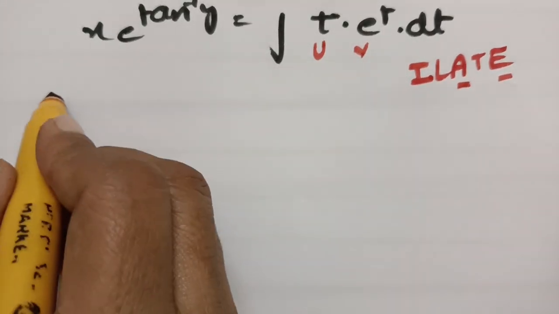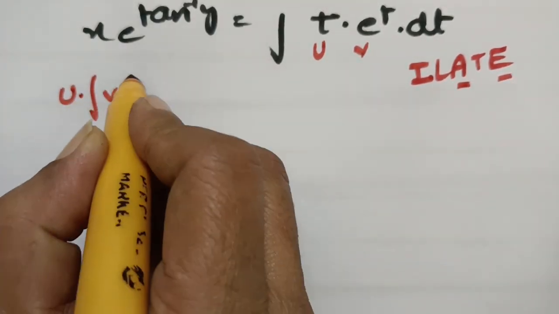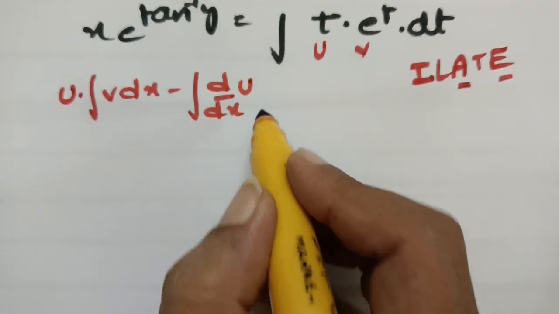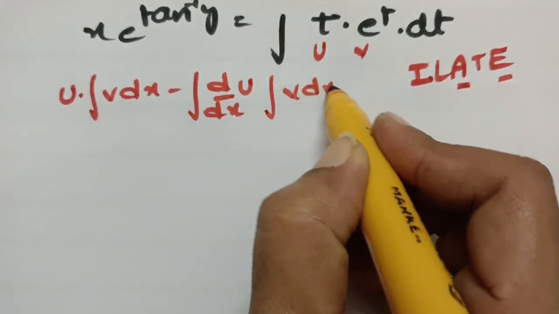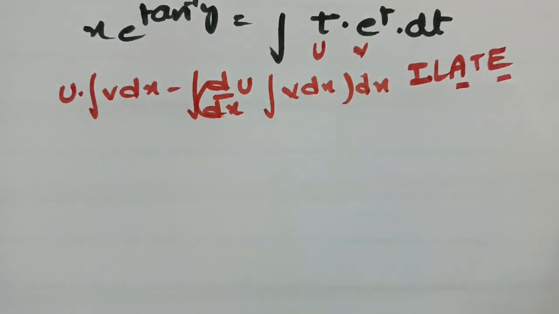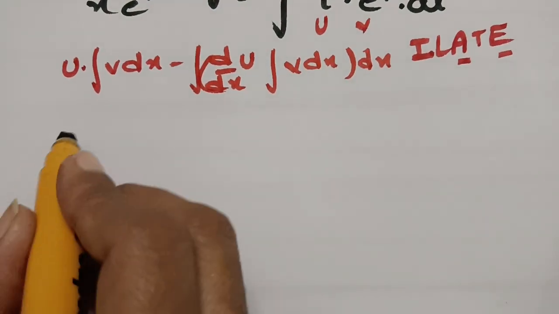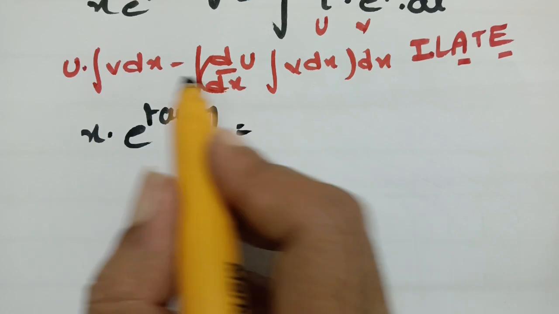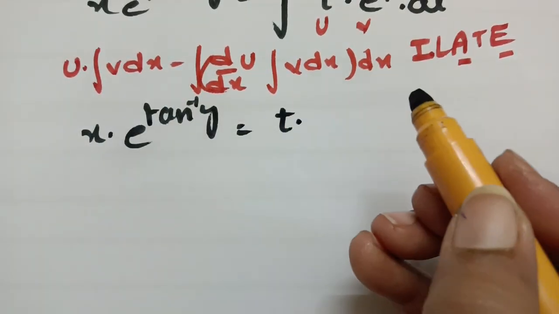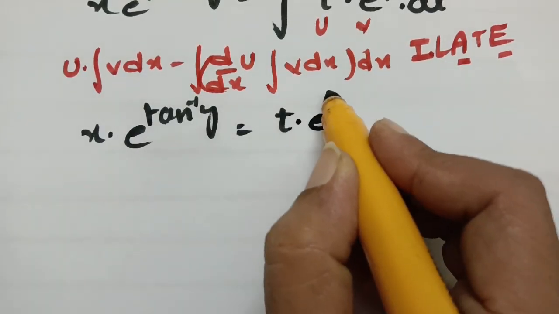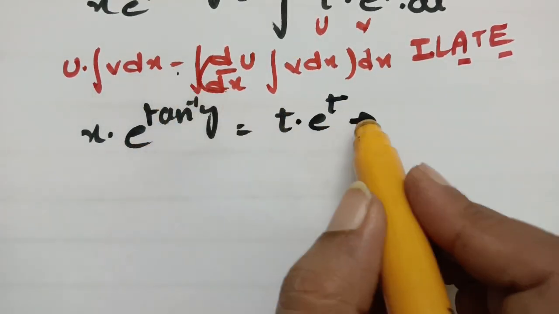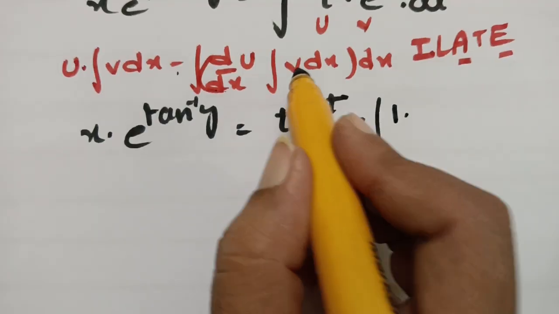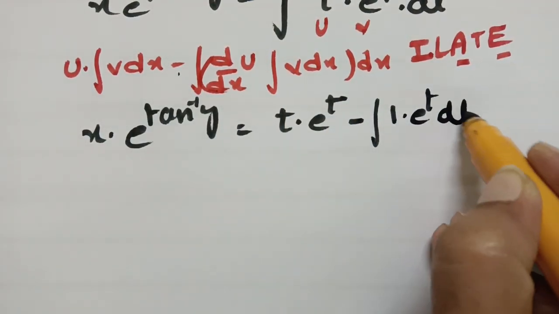And here is the formula: we have to leave u for one time, v we have to integrate, minus whatever we have left we have to make a derivative, that is du by dx, integral v dx, whole dx. So in this formula if I substitute, then see what happens here. So this is going to become x into e power tan inverse of y, which is equal to, u we have to leave, so I am leaving u here. We have to integrate, for e power t it is again e power t, minus, integral, the derivative of u, the derivative of t is 1, and next integration of v, it is e power t into dt. Clear?